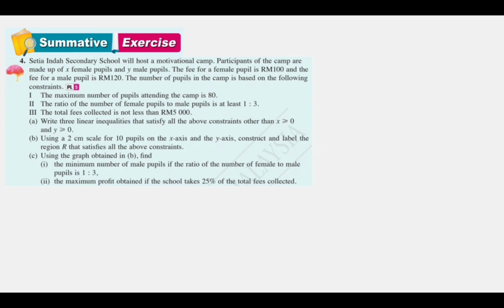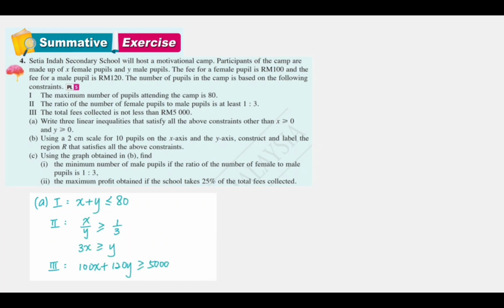A. Write 3 linear inequalities that satisfy all the above constraints other than x greater than or equal to 0 and y greater than or equal to 0. So A is from the number of pupils. So x plus y must be maximum, so less than or equal to 80. There we get our first constraint. Number 2, the ratio of the number of female, which is x, to y must be at least, so greater than or equal to 1 to 3.